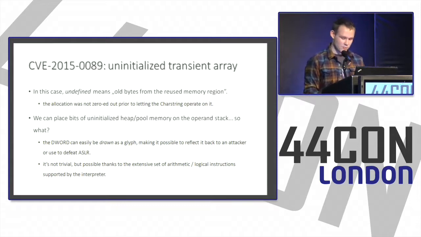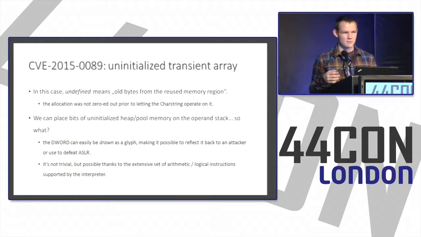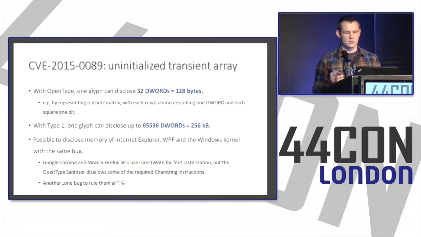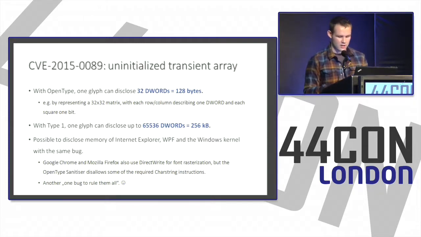And it's good for us because this dword could be then easily drawn as a glyph, and the contents of the memory that we read could be reflected on the screen and then somehow read back. It's not really trivial, but because the specification has so many instructions that let you perform arithmetic and logical operations, you can implement this. So with OpenType, one glyph can disclose 32 dwords, as I said, because that's the length of the transient array.